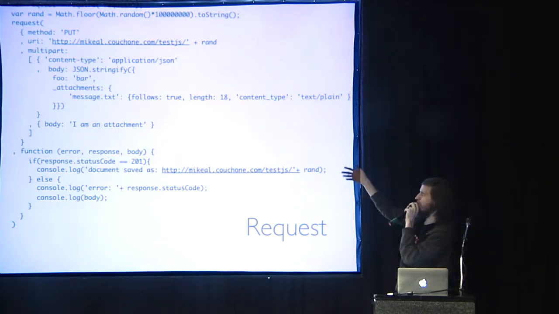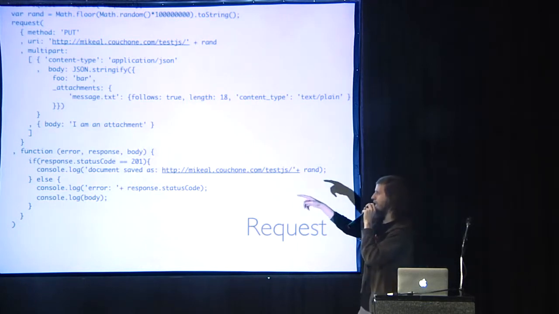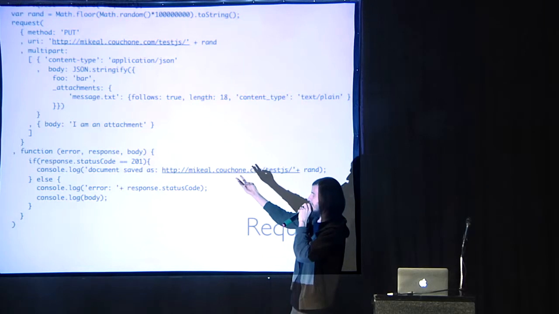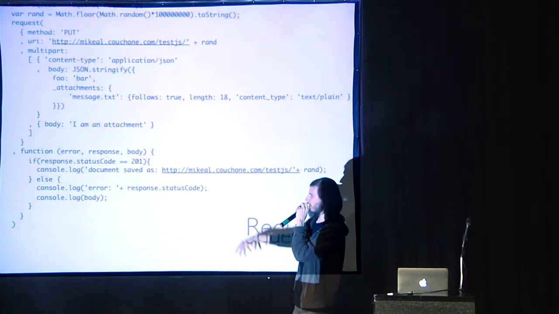And here's some example code of how to use it. So you call request, and you can put the method in there and the URI, and you can send multipart messages, which is just an array of what parts you want to send. And then there's the error, response, body. So it gives you three different variables in your callback, and then you can evaluate those and do different things depending on what they evaluate to.